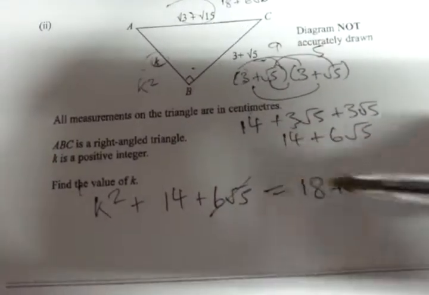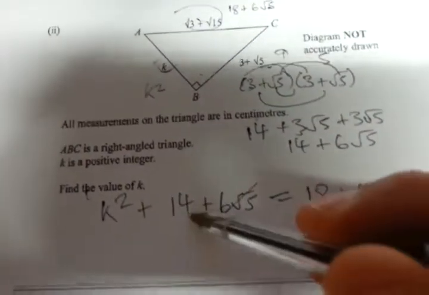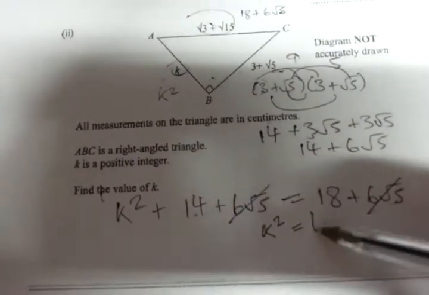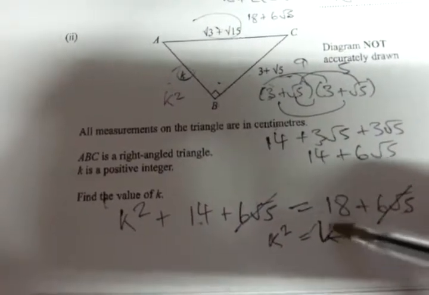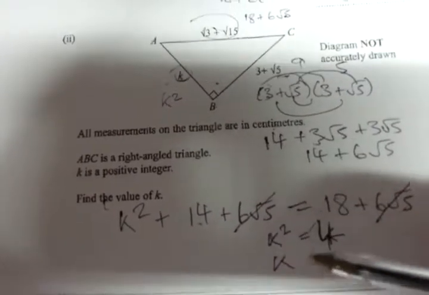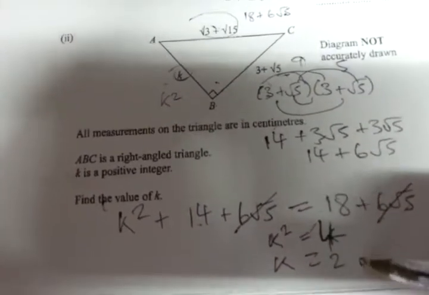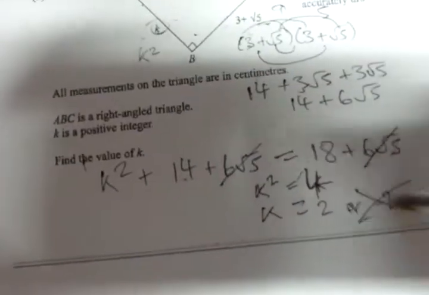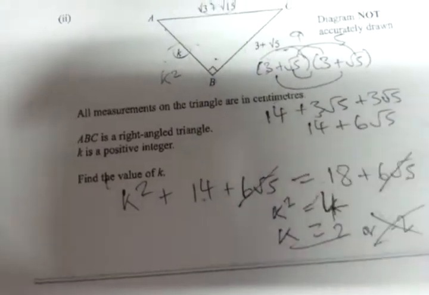The 6 root 5s are on both sides, so you can subtract them. And we can also subtract 14 from both sides, and what we're left with is k squared equals 4. Oops, I've just written k squared equals k squared equals 4. So that means that k is either 2 or minus 2, except that of course k is a length, so k can't be negative, so we can ignore the minus 2, and our solution is that k equals 2.